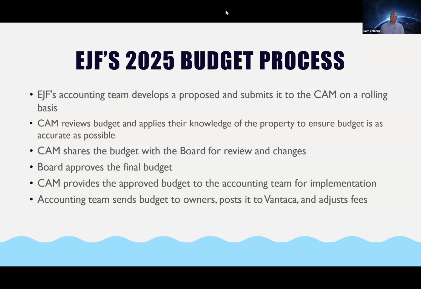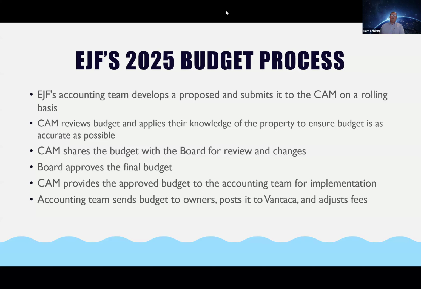Your CAM, that's your Community Association Manager, is going to review the budget, apply their knowledge of the property to ensure the budget is as accurate as possible. That's before it comes to you. They're going to share the budget with the board for review and possible changes, right? So that's part of the process, and hopefully you already have a process with your manager that you've worked out in a timeline. The board approves the final budget.